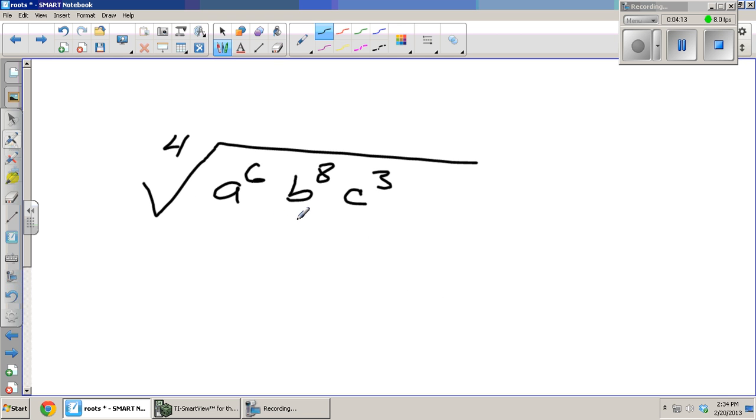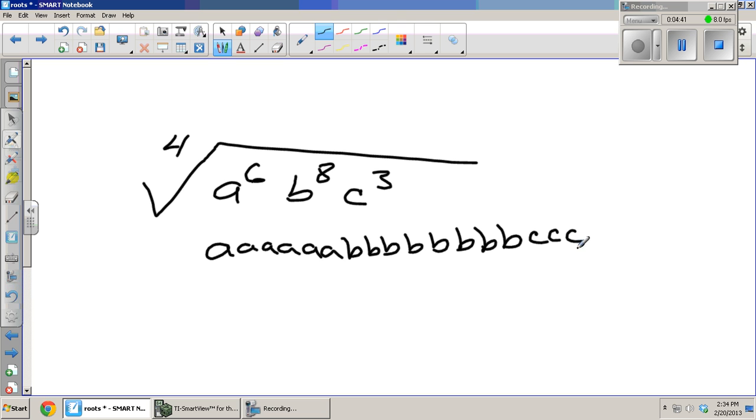Let's take a look at another one. What if we're taking the fourth root of something? This might change up a little bit, but it's the exact same concept. Check it out. Alright, I got 6 A's, 1, 2, 3, 4, 5, 6. I have 8 B's, 1, 2, 3, 4, 5, 6, 7, 8. I have 3 C's, 1, 2, 3. I'm looking for groups of 4. Here's 4 A's.